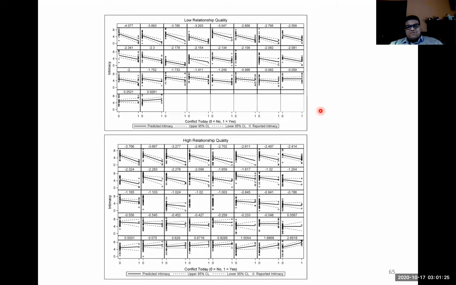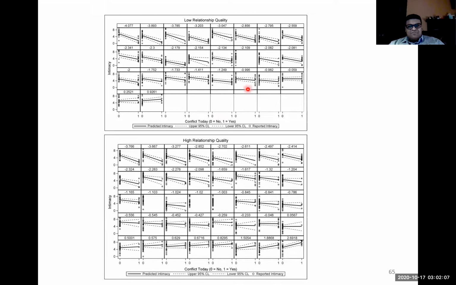And while the average slope is negative for both of these groups, there are particular women for whom the effect is even positive. Well, for some it's more negative than the average, but also for some women, the effect is positive, suggesting that on days where there are conflicts, intimacy is higher. So perhaps for these women, conflict is a window to intimacy, perhaps. Whereas for the majority of women, conflict is associated with less intimacy.